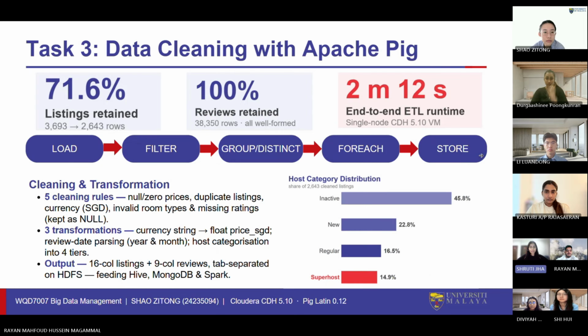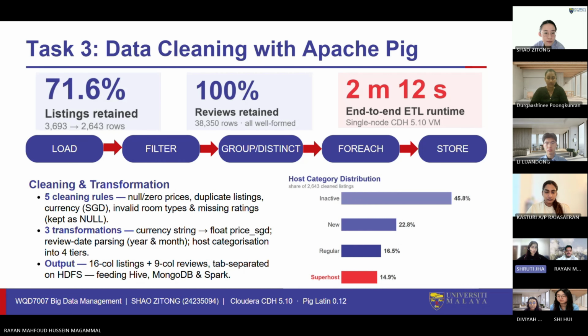Next, we have the data cleaning stage. Here we use Apache Pig on Cloudera to run the ETL stage, following a simple load, filter, group, and store flow. We applied 5 cleaning rules: dropping null or zero prices, removing duplicate listings, standardizing currency to Singapore dollars, and keeping only valid room types, preserving missing ratings as null. 3 transformations would then enrich the data: a numeric price column, past review dates, and host categorization.